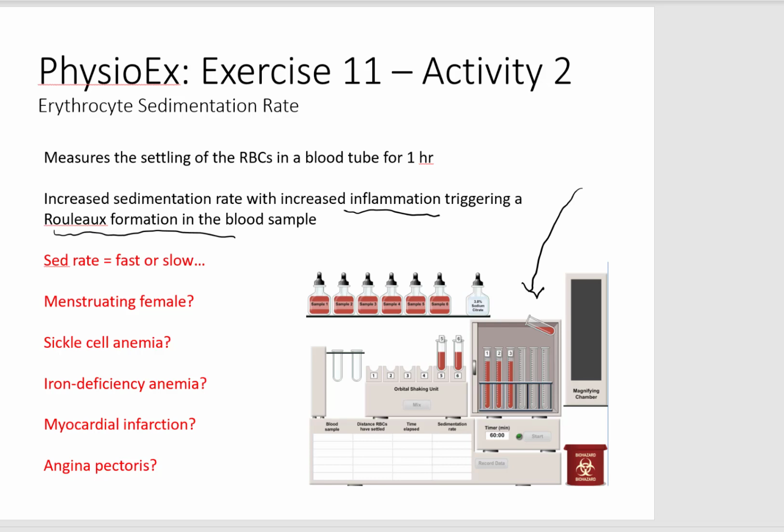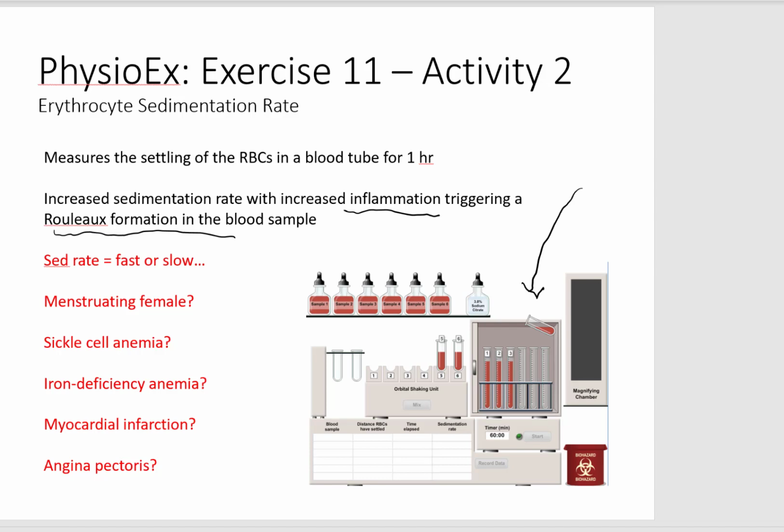Then we look at a menstruating female. Now, arguably, you might start saying, well, she should have fewer red blood cells. And maybe that's why they're settling to the bottom of the tube faster. Yeah, less traffic of red blood cells. That's one reason. And I have another reason.